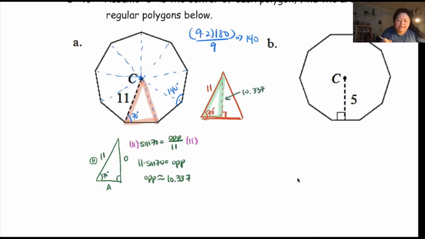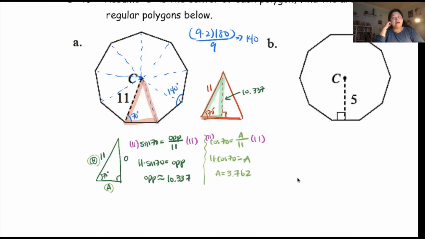Okay, now I need my adjacent, so I'm going to keep going. So for my adjacent, that's adjacent and hypotenuse, so that's cosine. So cosine of 70 equals adjacent over hypotenuse, same as before, and we multiply by 11 on both sides. All right, so 11 times cosine of 70 is going to equal my adjacent, and that gets me the adjacent to be about 3.762.